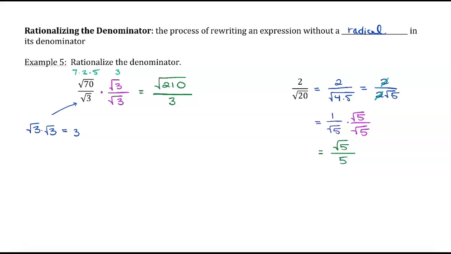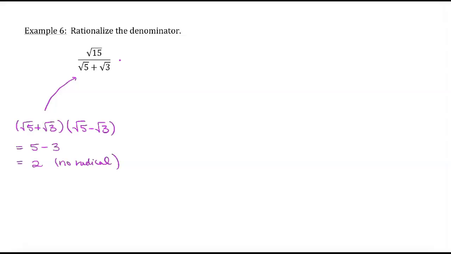Let's look at some slightly different examples. In example 6, we have 2 terms in the denominator. Let's think what we could do so that there's no longer a radical in the denominator. We know that root 5 plus root 3 multiplied by its conjugate, root 5 minus root 3, is equal to root 5 squared, or 5, minus root 3 squared, or 3. In other words, multiplying this denominator by its conjugate gives us a result with no radical. So we'll multiply by root 5 minus root 3 divided by root 5 minus root 3.